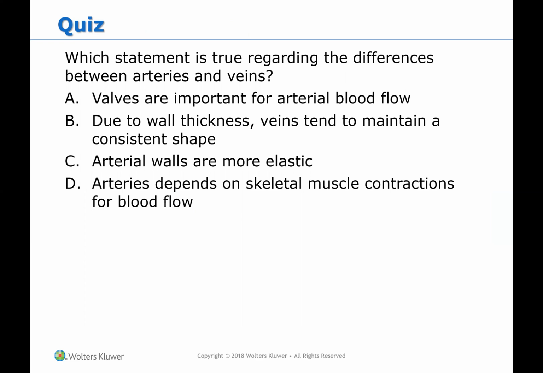So our quiz on this is: which statement is true regarding the differences between arteries and veins? A, valves are important for arterial blood flow. B, due to the wall thickness, veins tend to maintain a consistent shape. C, arterial walls are more elastic. D, arteries depend on skeletal muscle contractions for blood flow. If you decided on C, you are correct. Arterial walls are more elastic, and skeletal muscles and valves are more important in venous blood flow to return to the IVC. And arteries maintain close to a constant shape due to their thicker walls.